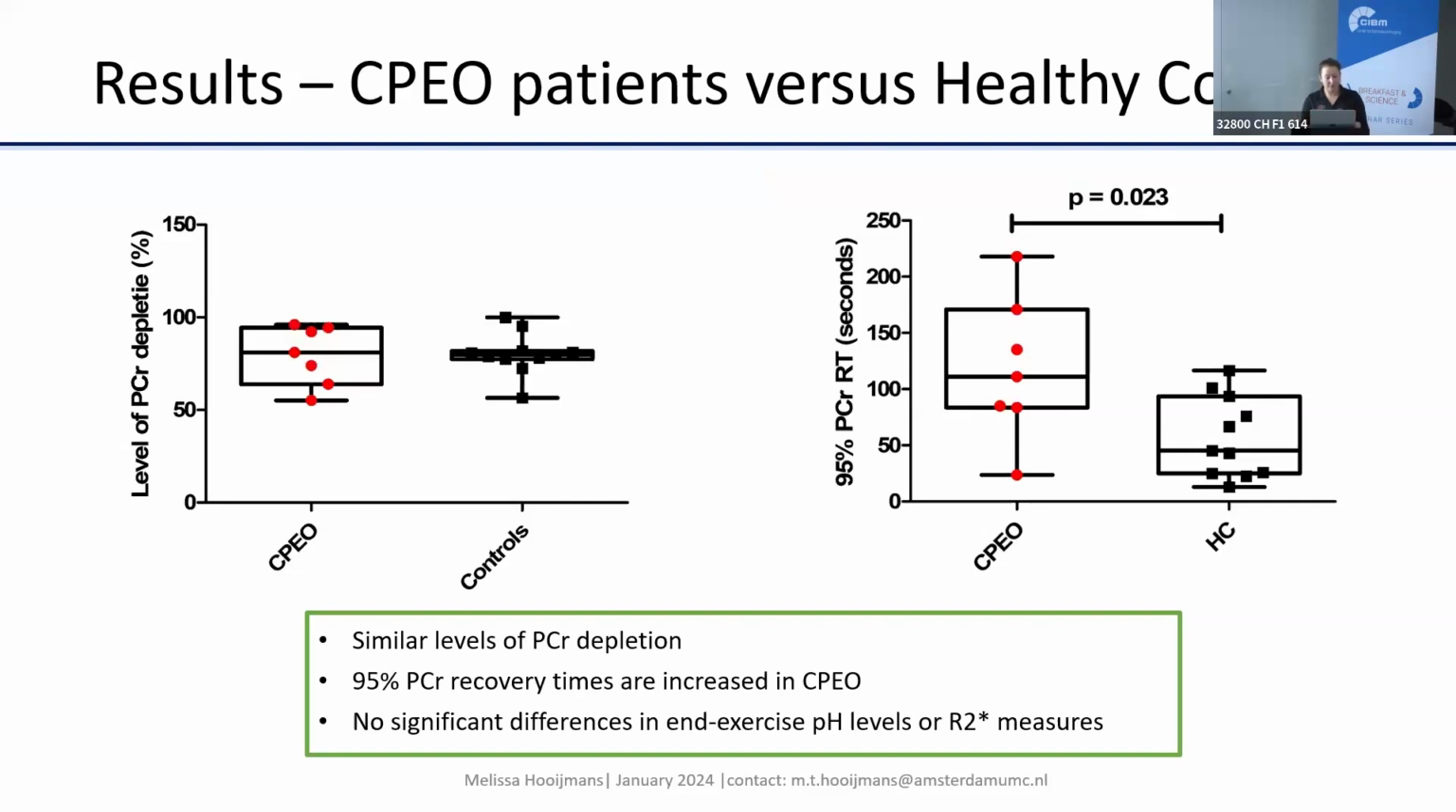We didn't see any differences in end exercise pH, which surprised us a little bit. And we didn't see any differences in R2 star measures, which was according to our expectations, because we were assuming that only the mitochondria are affected in this patient population and not the capillary function bringing the oxygen towards the tissue.